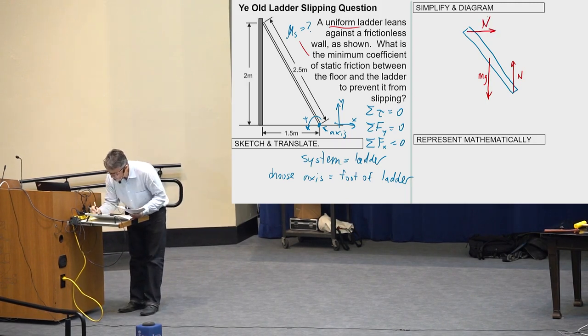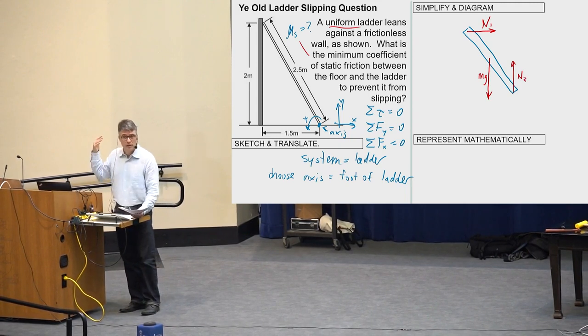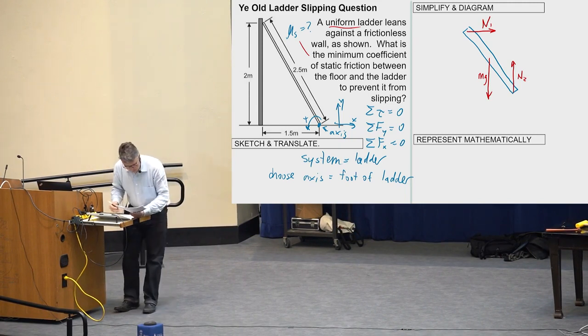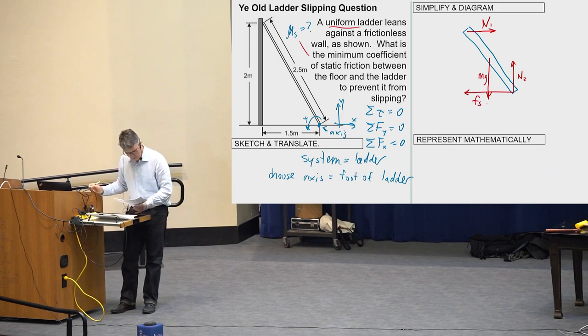So to distinguish them, I'm going to call this one N1 and this one N2. N1 is the sideways normal force from the wall that it's leaning against, and N2 is the upward normal force from the floor that it's sitting on. And then there's static friction. So I think it's going to slip to the right, or it wants to slip to the right. So I'm going to write F sub S going to the left. But there's no friction from the wall. So I think that's all the forces that are on it.